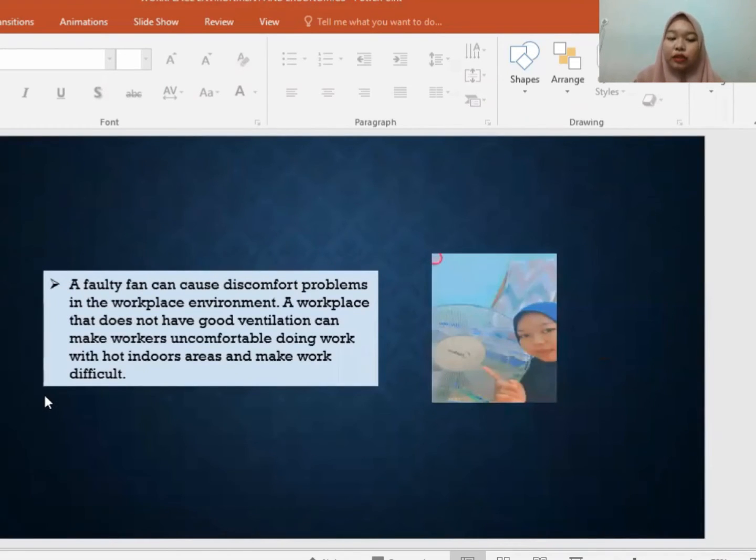A faulty fan can cause discomfort problems in the workplace environment. A workplace that does not have good ventilation can make workers uncomfortable doing work in hot indoor areas and make work difficult.